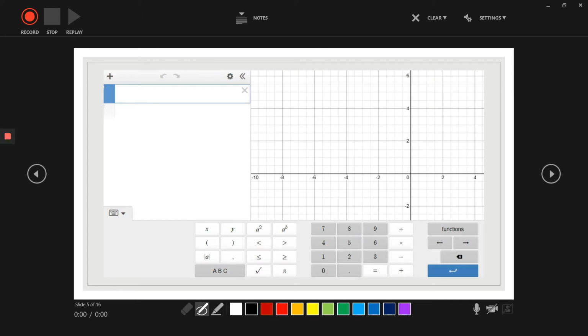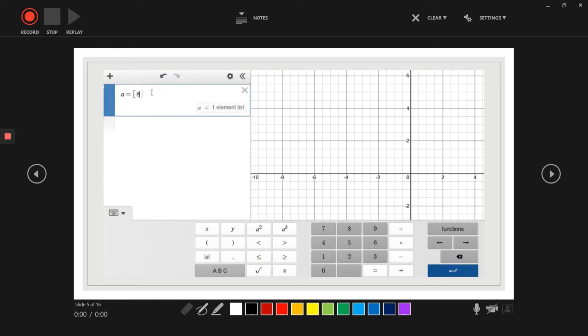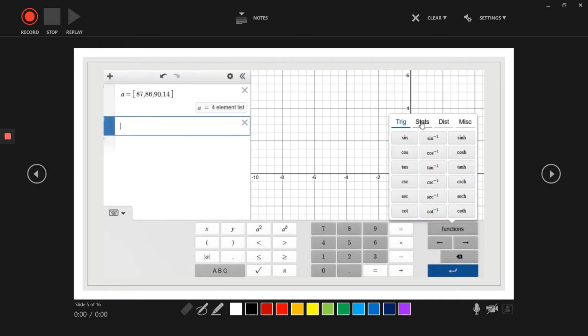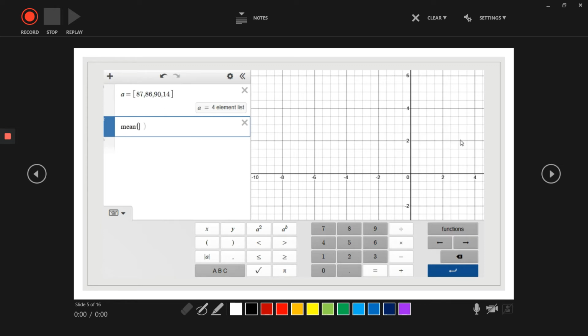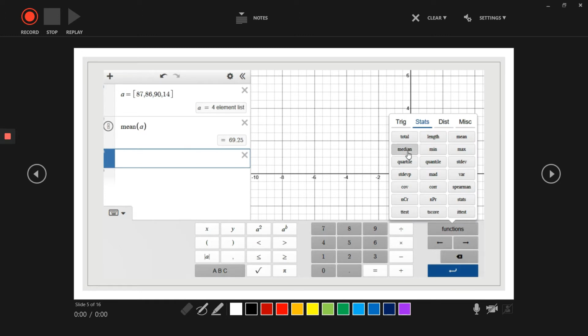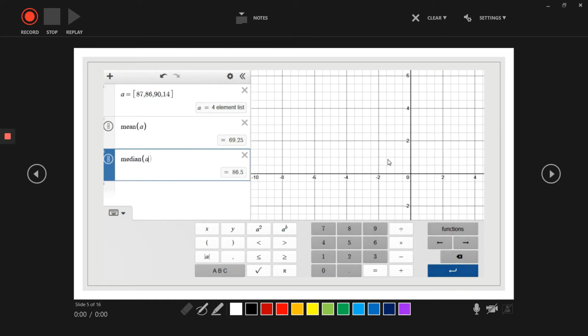All right, so we're going to use the calculator here. Remember that you do this in the Desmos graphing. So we're going to put in our list. Okay, and now I'm going to have it go into functions and stats, and I'm going to have it calculate for me the mean and the median, right? So I got a mean of 69.25 and a median of 86.5.